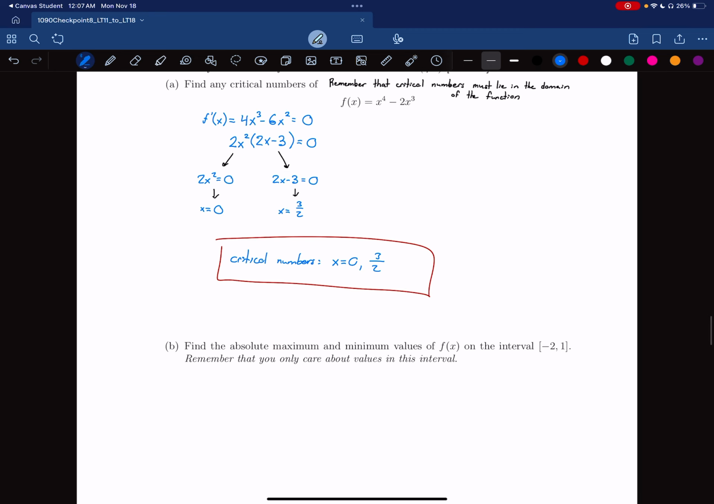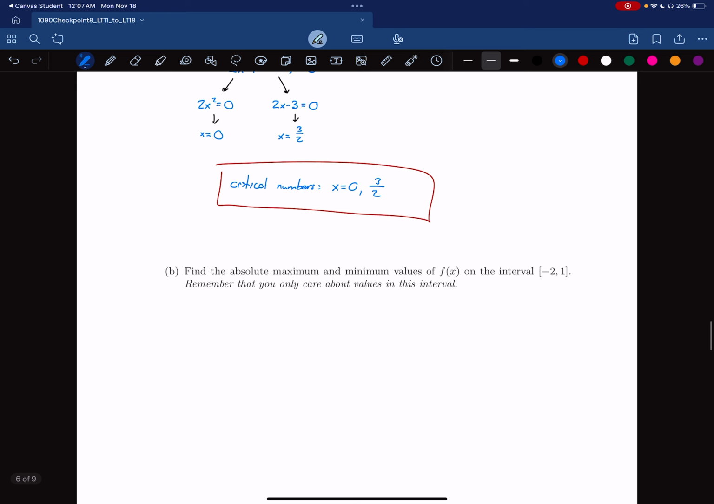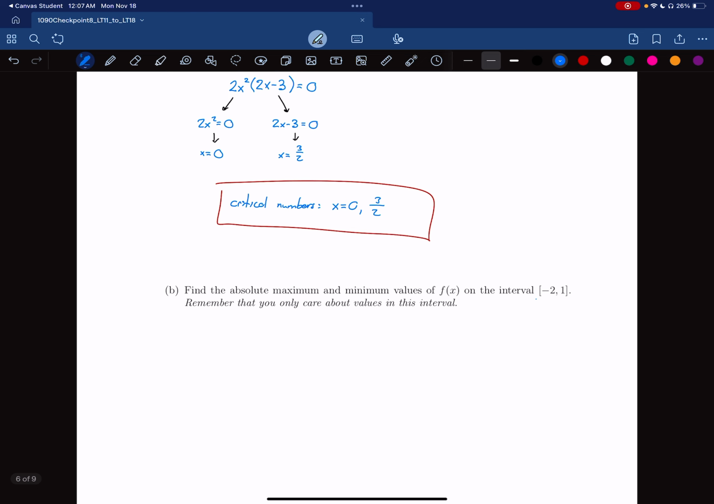All right, next we need to find the absolute maximum and minimum values of f of x on this given interval, -2 to 1. You'll see that it's closed brackets here. That means those are included, and since we're looking for absolute extrema, we can consider those values as potential candidates. We need to make sure that we're only caring about this interval. Notice that little note there. Oftentimes when you're doing these checkpoints, if you see a little note italicized, it's probably pretty relevant.